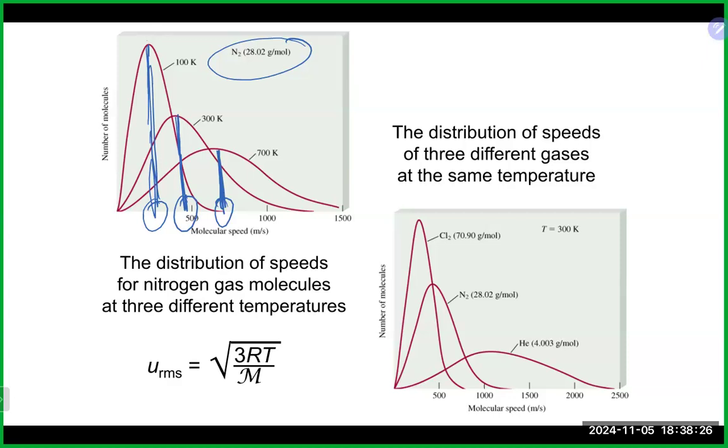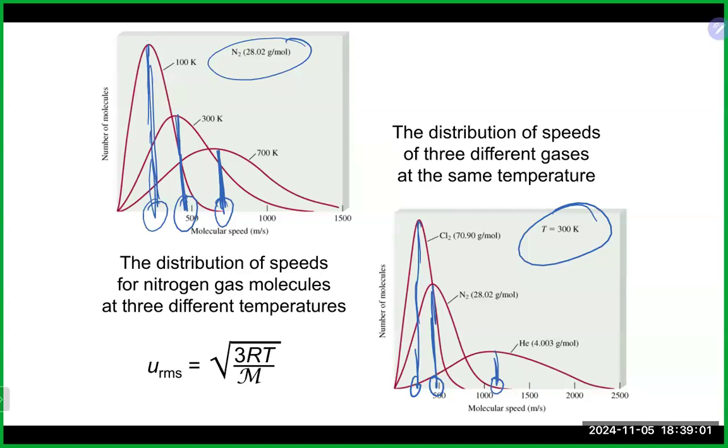So if we're looking at the same gas at 3 different temperatures, as you increase the temperature, the gas molecule's speed or velocity will increase with it. And it's obviously vice versa as well. If you lower the temperature, it will slow down. Now, if we look at 3 different gases all at the same temperature, which is what we have going on here, we have chlorine over here, which has a speed of about that. We have nitrogen, which has a speed about that. And we have our friend helium, which is about here.